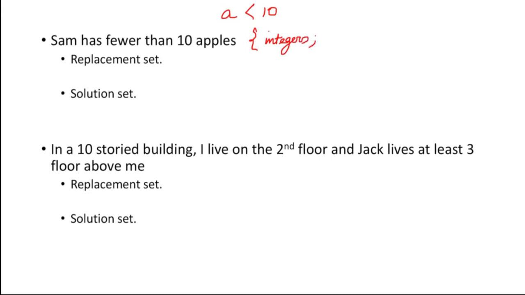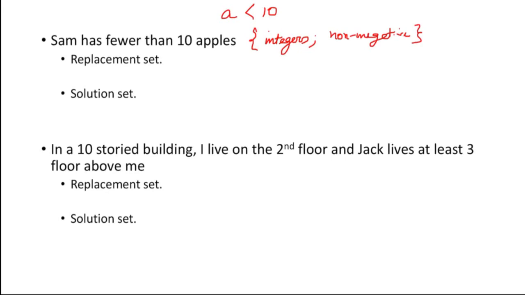As well, apples cannot be negative. So Sam cannot have minus 2 apples. It doesn't make any sense in the practical scenario. So it will always have values that are greater than or equal to 0. So it can contain all non-negative values. Now the reason why I call it non-negative is because of the inclusion of the value 0.